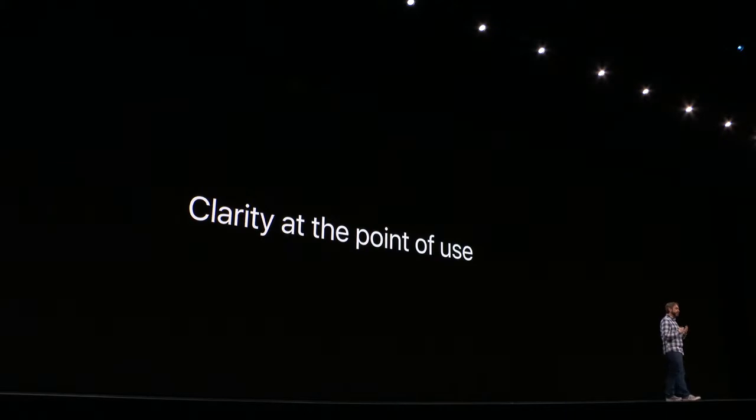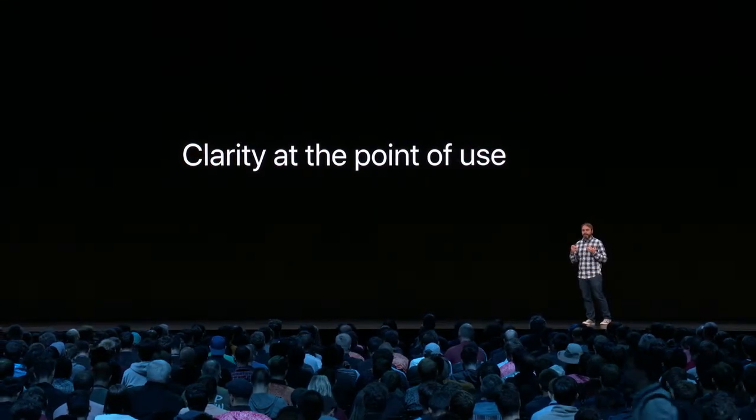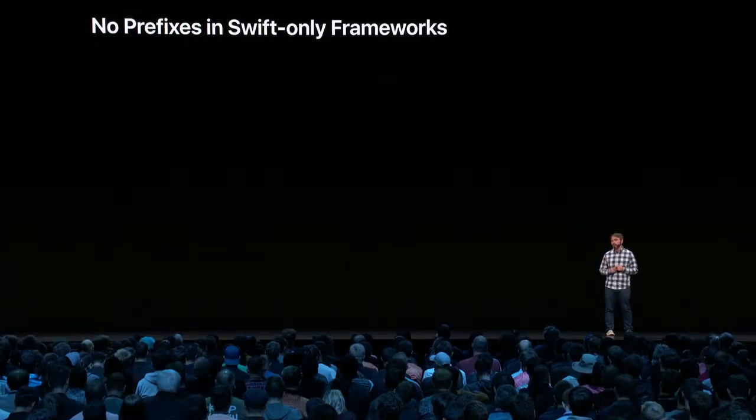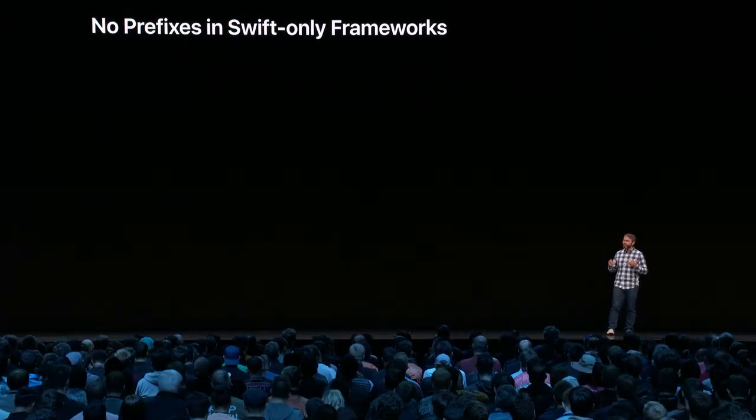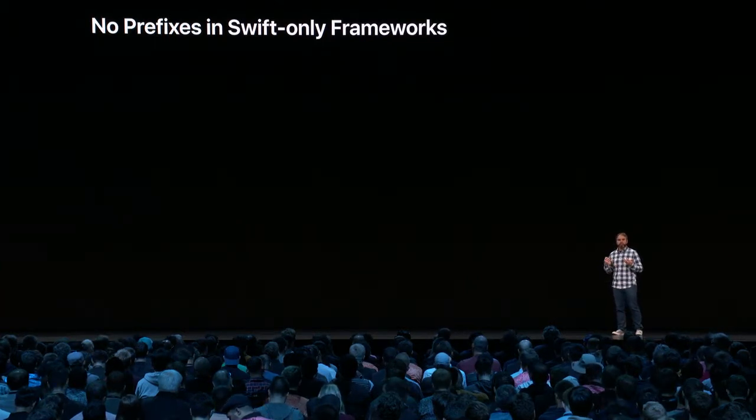You want to make it so that when you read code using your API, it's obvious what it's doing. And you want to make it easy for your API to be used correctly. And good naming and readability is a critical part of this. And there's one new thing around naming that we want to talk about, which is that going forward, we're not going to be using prefixes in the Swift types in our Swift-only APIs. Now, this really helps give these APIs a much cleaner, more readable feel.